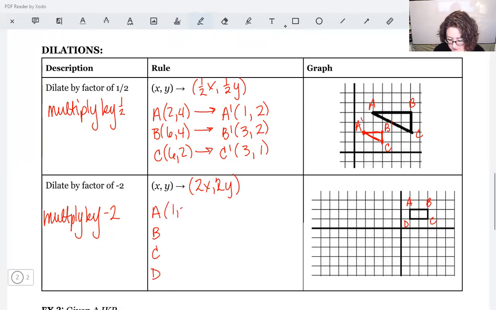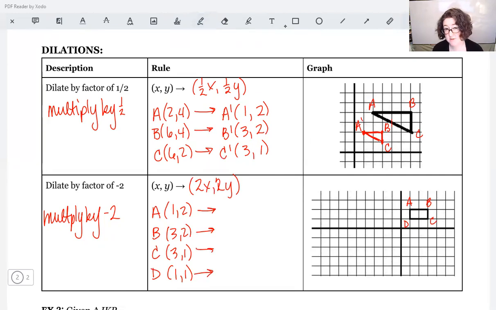A is at (1, 2). B is at (3, 2). C is at (3, 1). D is at (1, 1). So again, nice small rectangle. Now if we apply our rule, multiply by -2. Oops, what did I forget to write in my rule? I forgot my negatives. So make sure you have those written in. Multiply every single coordinate by -2, and let's see what happens.